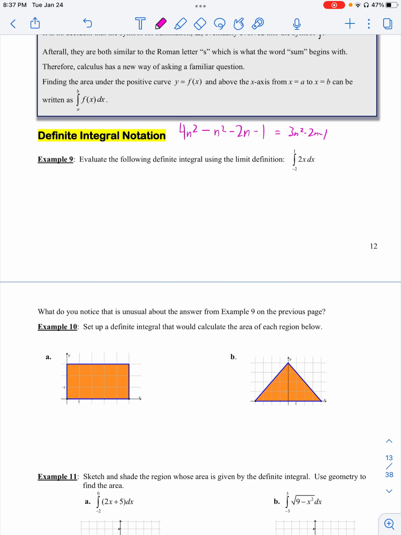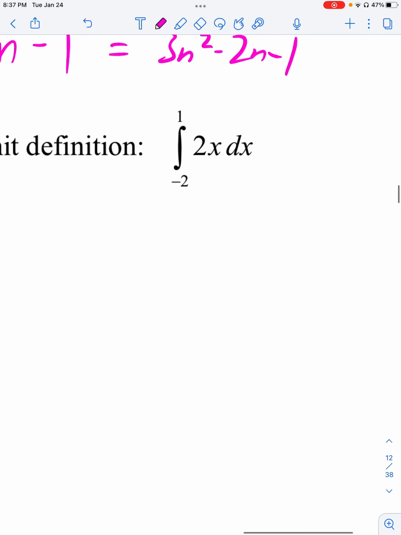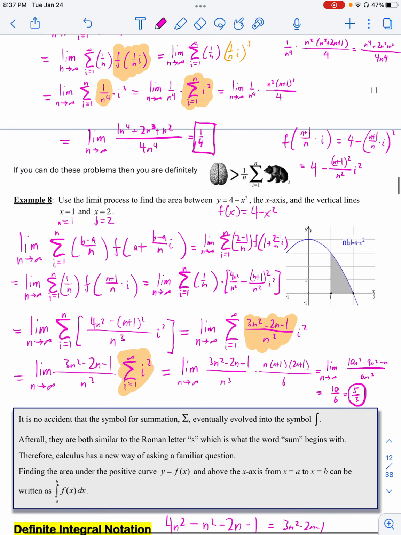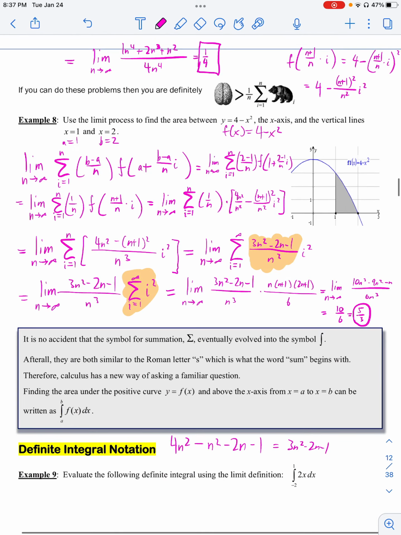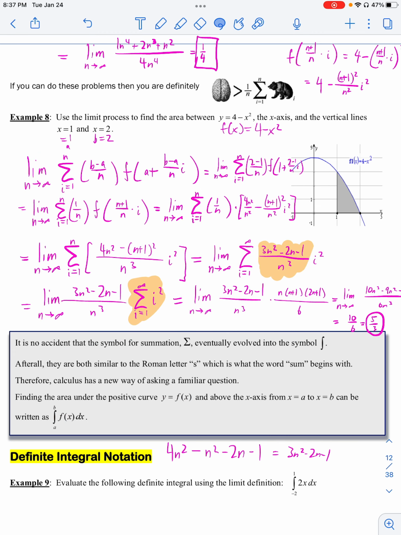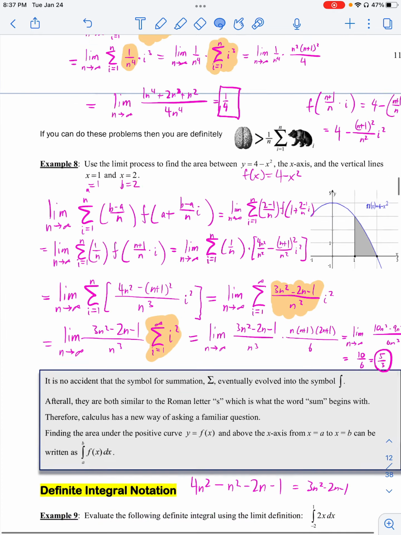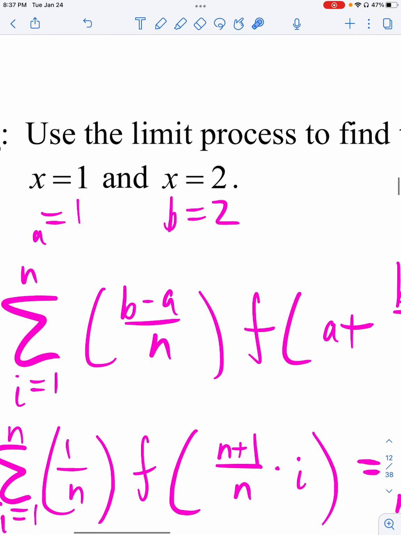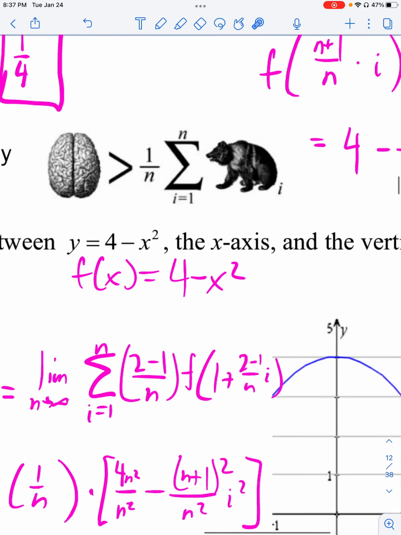So, definite integral notation. Example 9: evaluate the following definite integral using the limit definition. This is literally the exact same as what we just did. Before we do all of this, what have we been doing? What have we been actually gaining from the problem? We've been writing down a, the left endpoint, b, the right endpoint, and f of x, the actual function we're working with.